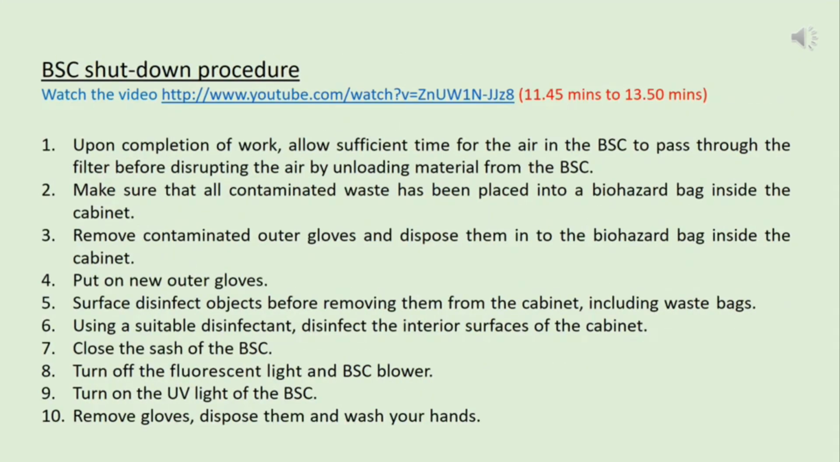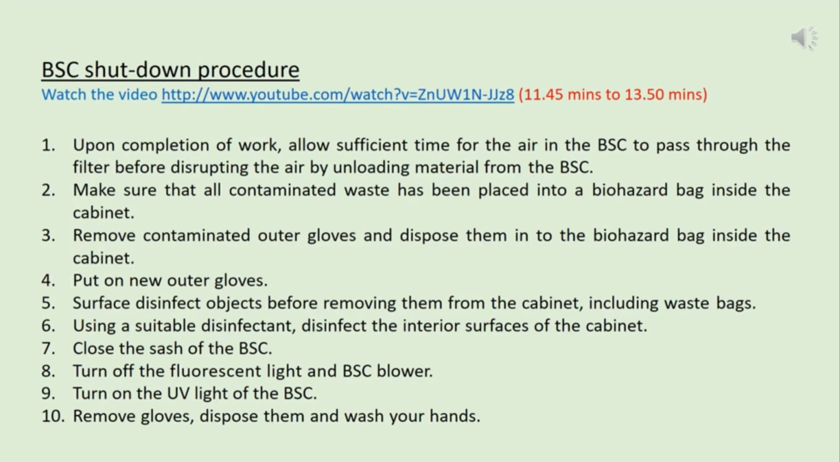This slide explains the steps to follow when you have completed your experimental procedures in a BSC. We call it the BSC shutdown procedure. That means after you finish work, how should you bring out the materials, how should you turn off the BSC, etc. I also strongly suggest you watch the video, this part of the video, to understand this shutdown procedure.